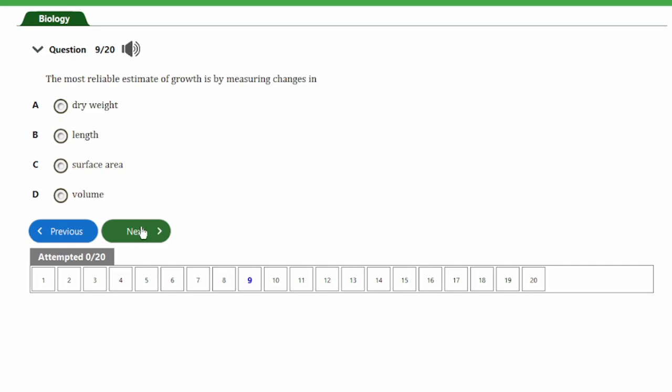It says, the most reliable estimate of growth is by measuring changes in A, dry weight, B, length, C, surface area, D, volume. So guys, just like we've explained earlier on, all these other ways can be used to measure changes in growth as well. But guys, the most reliable is the dry weight because it's not affected by the quantity of water contained in a mass. So guys, we'll go with the option A, and that's dry weight.